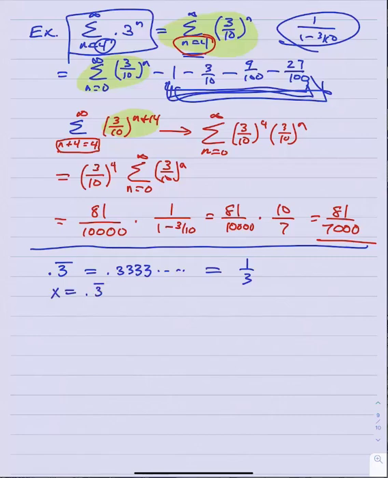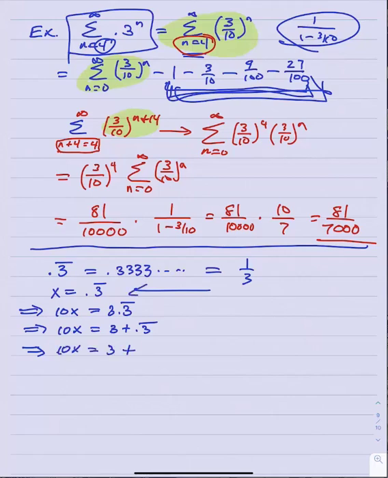If I said x was equal to 0.3 repeating, that of course implies that 10x is equal to 3.3 repeating. That's just moving the decimal place one place to the right. Notice this right side is just 3 plus 0.3 repeating. But on this line up here, what did I call 0.3 repeating? I called it x, which means I have 9x equals 3, which means x is 3 ninths, which is 1 third. All right, so I don't need infinite series to prove to myself that 0.3 repeating is 1 third. But let's look at this 0.3 repeating for a minute and dig into what it is.